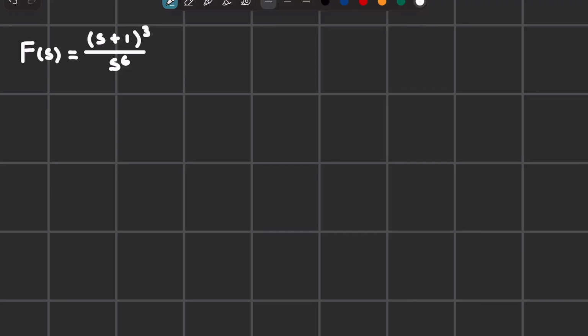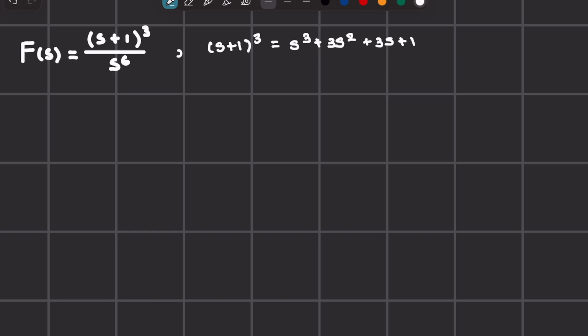Hi everyone, so this is our first example of today's inverse Laplace transform. So we have here F of s is equal to (s plus 1) cubed over s to the 6. And our very first step is we want to expand our numerator. So if we expand this cube function, we will have s cubed plus 3s squared plus 3s plus 1.